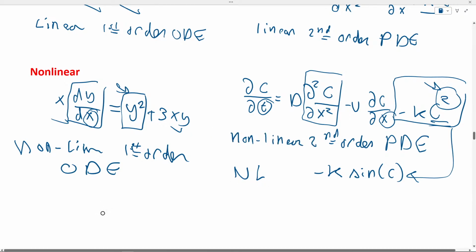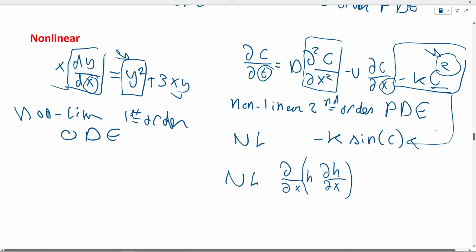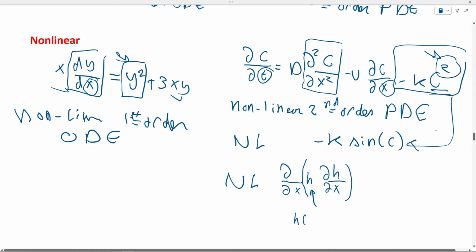Another example of nonlinearity is when I have the function multiplied by its derivative. Let me show you an example: h dh over dx. Here, this is also an example of nonlinear. Why? Because I have the function h, which is a function of x, multiplied by its derivative. So this is also another example of nonlinearity.